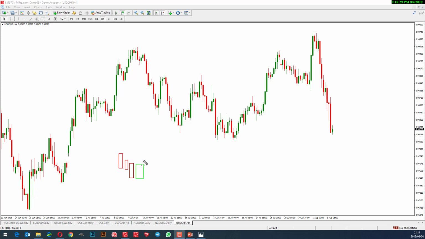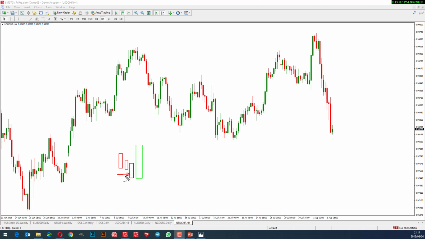Now you can clearly see that this candle here has engulfed this range. The bodies of these previous three candles have all been engulfed by one bullish candle which is moving to the upside. That's what we call bullish engulfing. It doesn't have to be three candles to be exact. It can be just this candle on its own, where this candle has engulfed the previous candle.